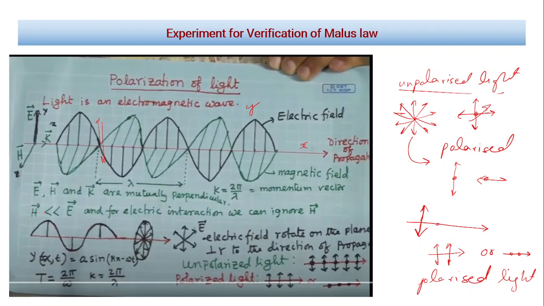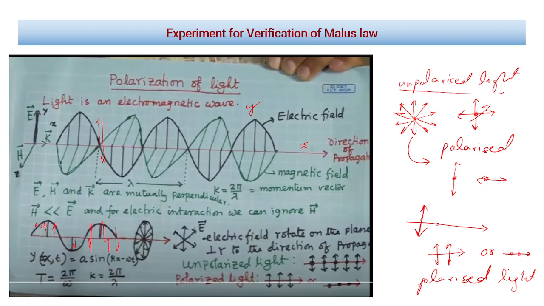And since the strength of the magnetic field is very small compared to the electric field, we usually don't represent it when we talk about polarized light. So the electric field is varying in this direction. When it varies in all directions, we call it unpolarized.